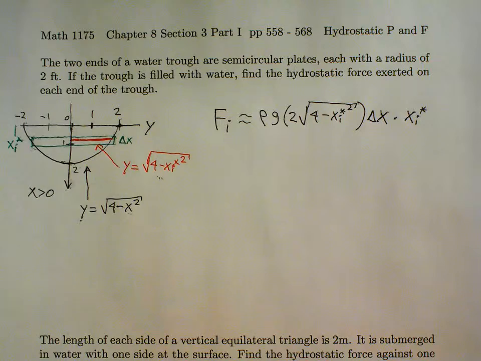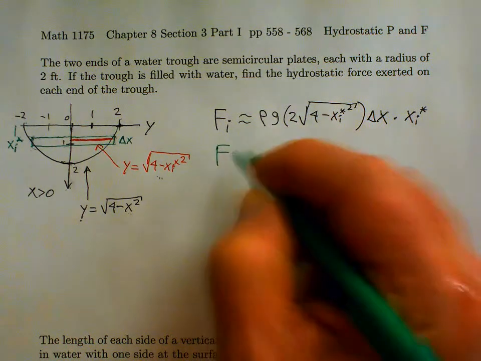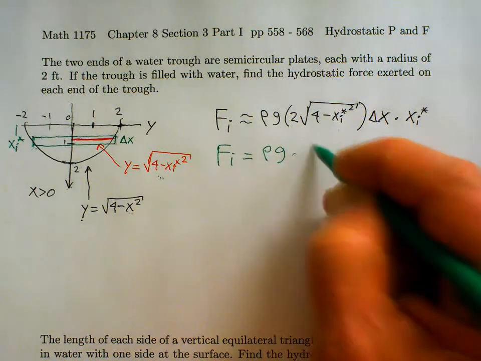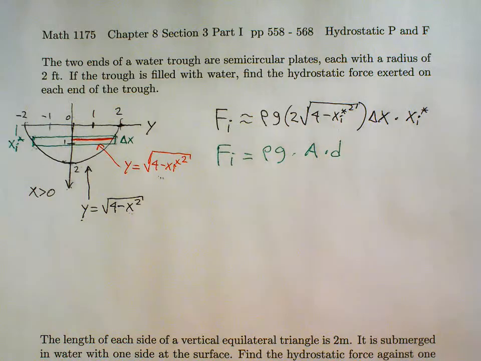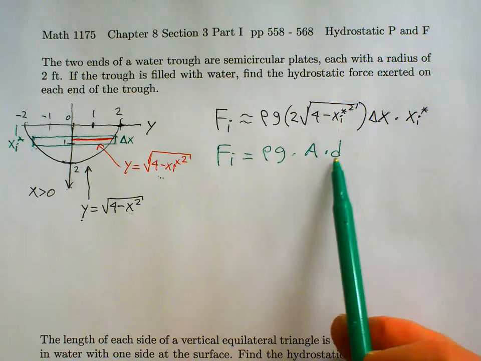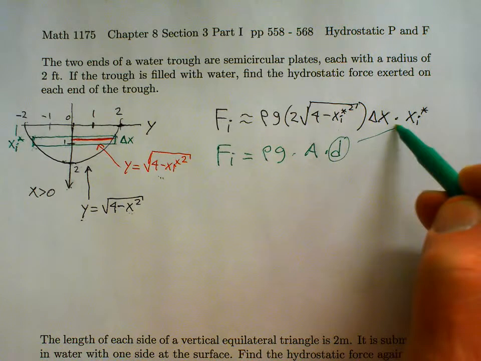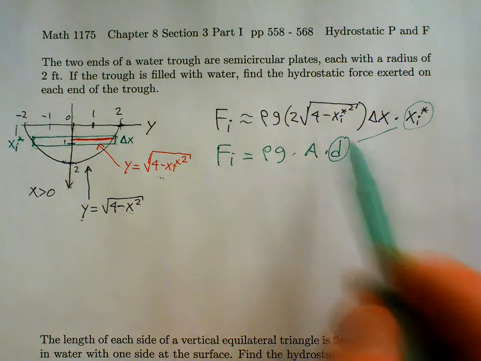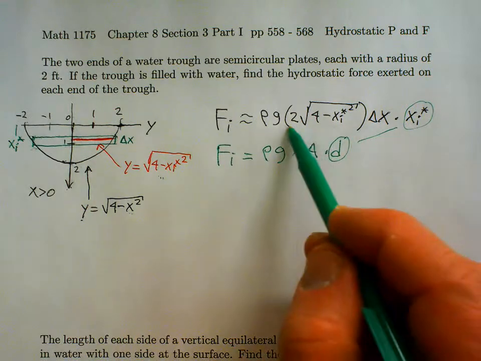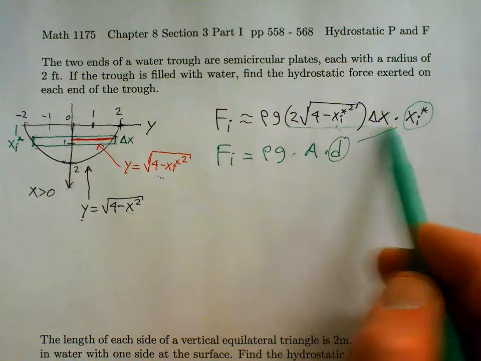Okay, once again, just to reinforce what we're doing. So this has the form rho times g times the area of a rectangle times the depth. So the depth is x sub i star. And the area of that rectangle is 2 times the square root of 4 minus x sub i star squared times delta x.